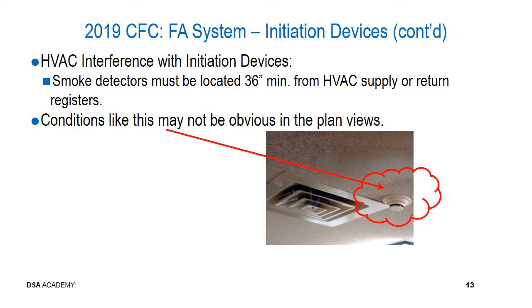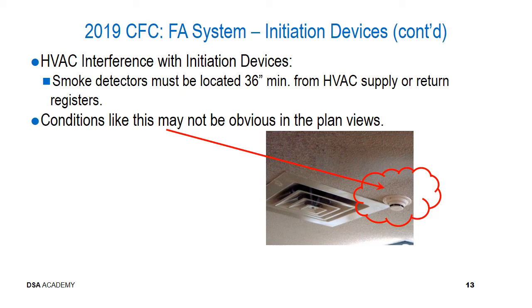HVAC systems can interfere with initiation devices such as smoke and/or heat detectors, in that the air velocity from the diffuser will keep heat or smoke from reaching the detector and facilitating activation. Smoke detectors must be located a minimum of 36 inches from HVAC supply or return registers. Conditions as shown here may not be obvious in plan views, but installation and placement will certainly be obvious.